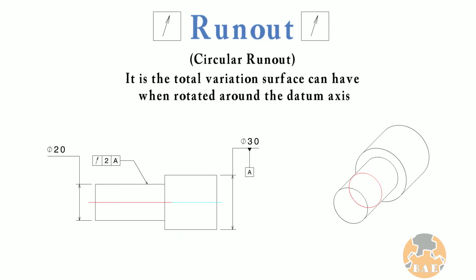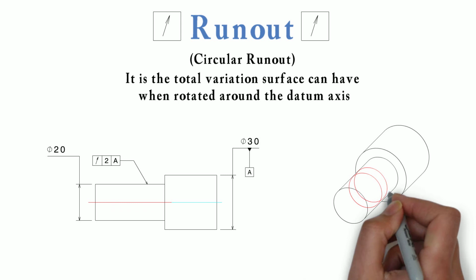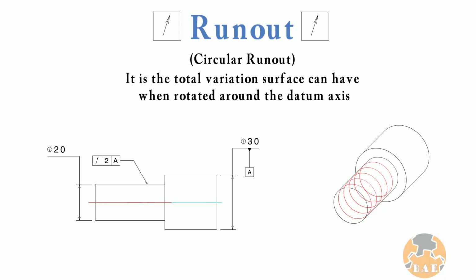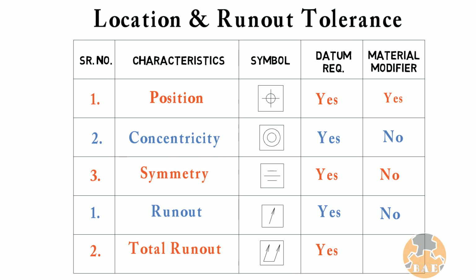Let's see our previous example over here. If we want to control total runout, then while inspecting the part, we will do the same procedure as for circular runout. The only difference is that in circular runout, we inspect around the circle only like this, but in the case of total runout, we will inspect around the circle as well as along the axis. Here also we need a datum and we don't use material modifiers.